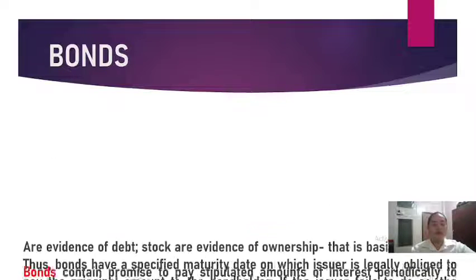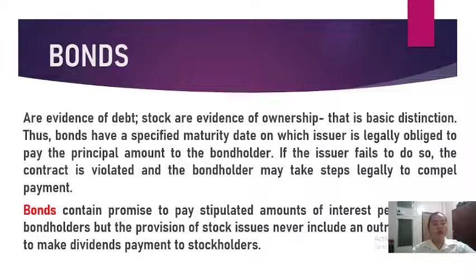Next is the bonds. Bonds are evidence of debt, stocks are evidence of ownership. That is a basic distinction. Thus, bonds have a specified maturity date on which the issuer is legally obliged to pay the principal amount to the bondholder. If the issuer fails to do so, the contract is violated and the bondholder may take steps legally to compel payment.